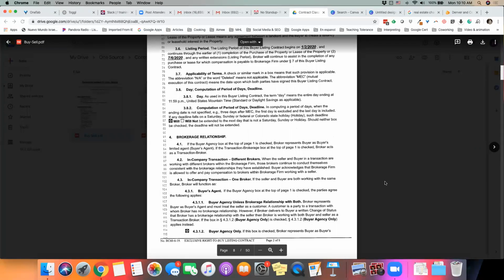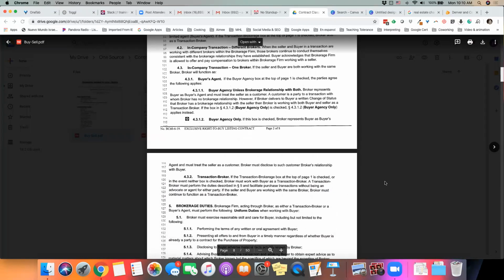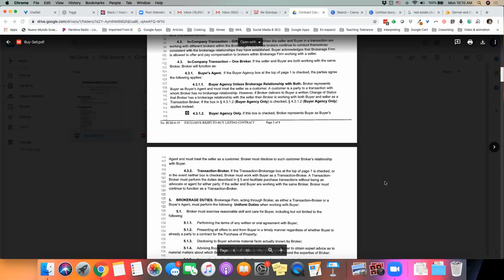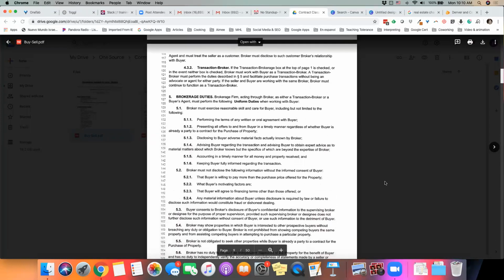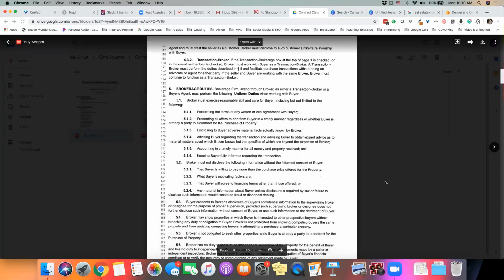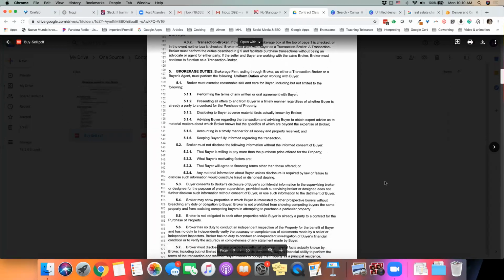The next one is your broker relationship. This explains to you what this relationship is, and at the very bottom, 4.3.1.2, buyer agency, this is the one you want to check. Going over to paragraph 5, this is a list of all your brokerage duties. You cannot vary from this. This has to have everything in here you need to try to do. These are your overall duties as an agent.